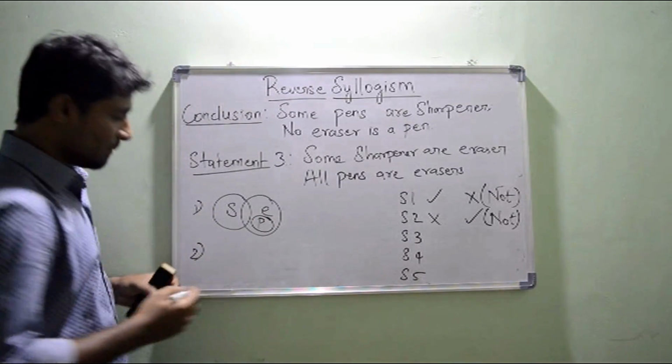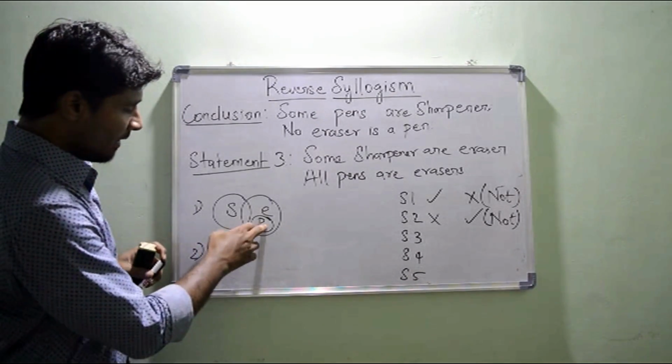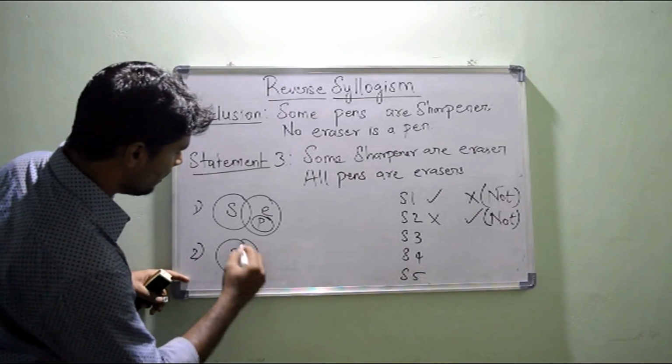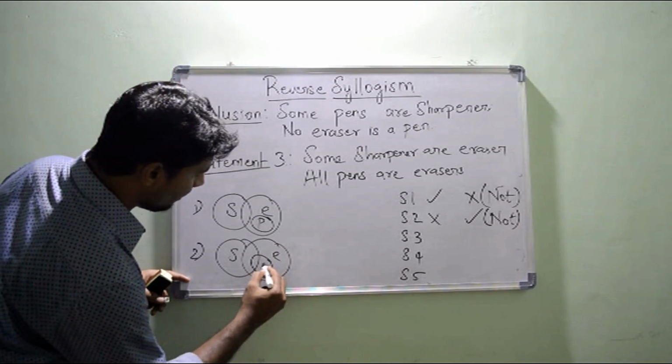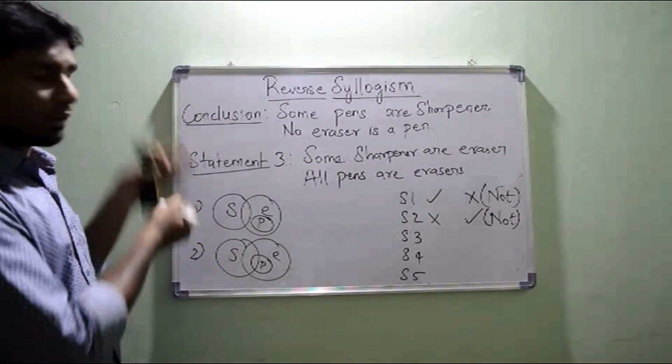And what about my second possible diagram? Can I draw a second possible diagram for these statements? Are the pen and sharpener related to each other? Yes, it can be. So sharpener and eraser. While I draw the pen, I can draw a bit of the pen coming under the sharpener. That's it. And again, now do the same process, check the conclusions.